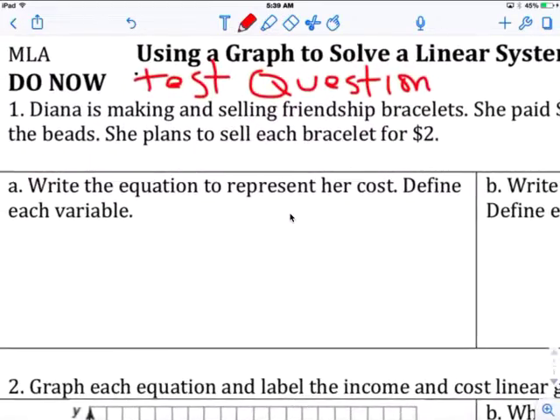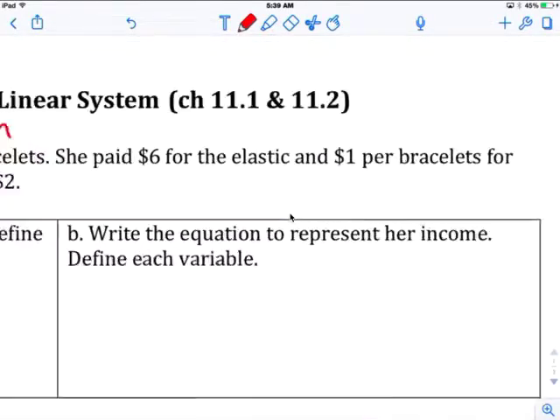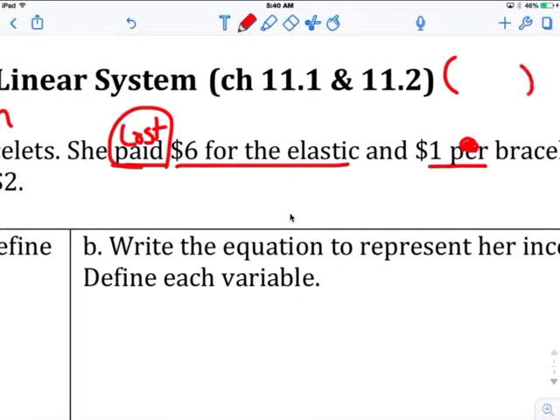Okay, Diane is making and selling friendship bracelets. She paid. This is what she paid. That's her cost. $6 for the elastic and $1 per. Okay, once they have the word per, you don't use coordinate planes anymore. You don't need that. That's not needed. Just write out the equation.